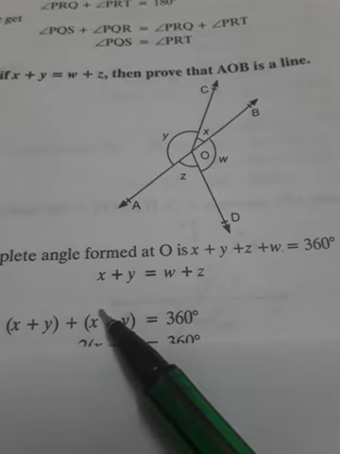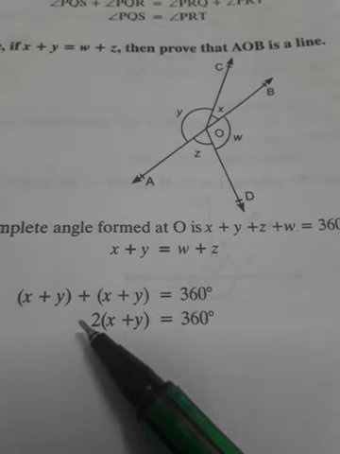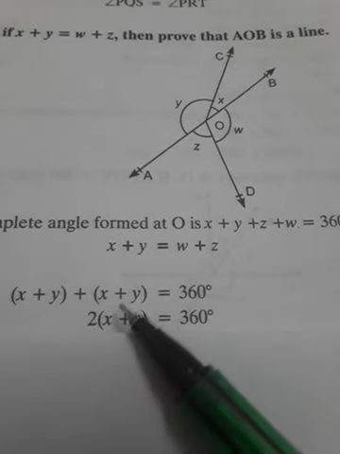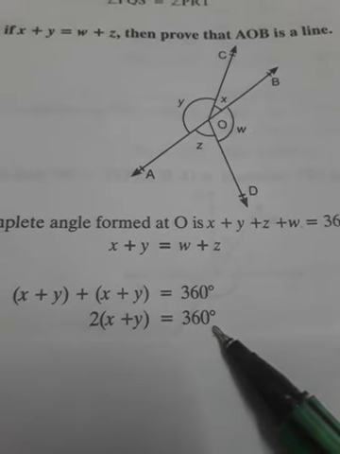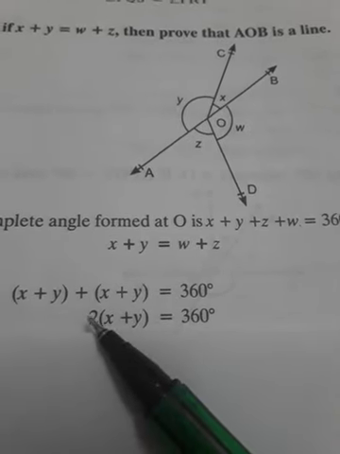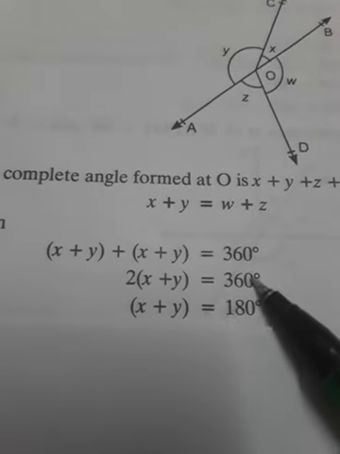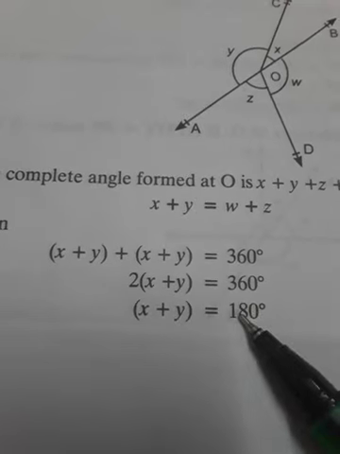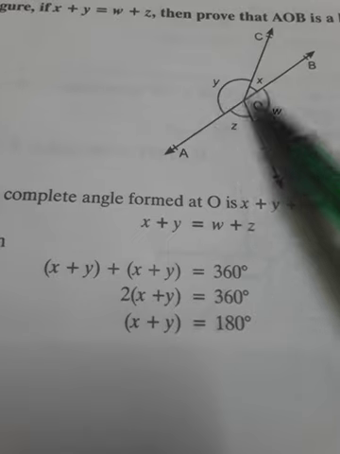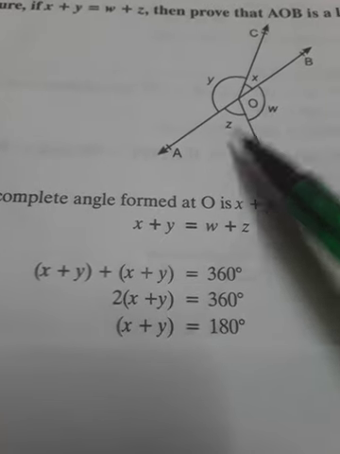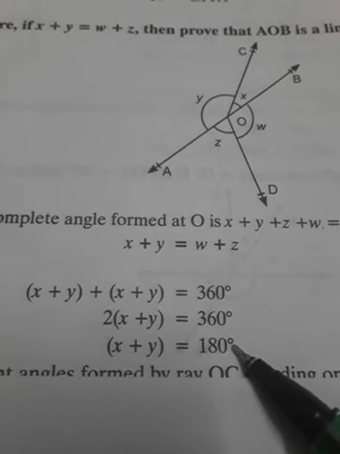X plus x is 2x. In the same way, y plus y is 2y. So 2x plus 2y equals 360. Then we transpose this 2 to the RHS. Then x plus y equals 360 by 2, which is 180 degrees. Clear? Because we need to show that either x plus y or w plus z equals 180 degrees. So here we got x plus y equals 180 degrees.